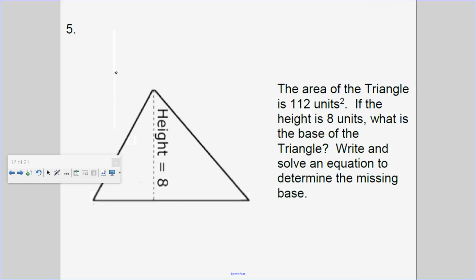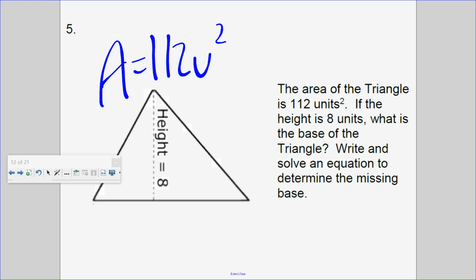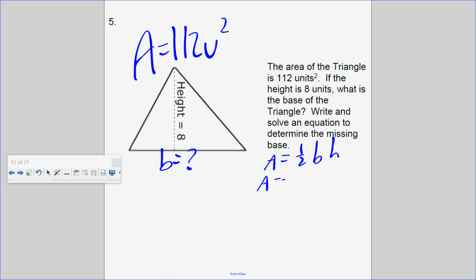And let's look at our last example. The area of this triangle is 112 square units. If the height is 8, what is the base? So A equals half base times height. So I replace the area with 112. The base is, I don't know. The height is 8. So what's half of 8?